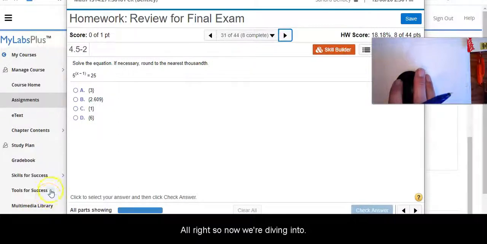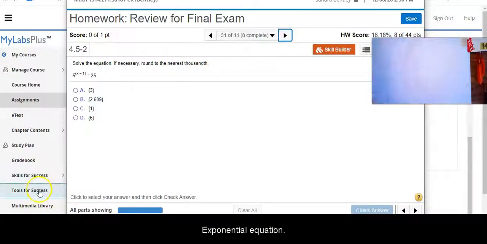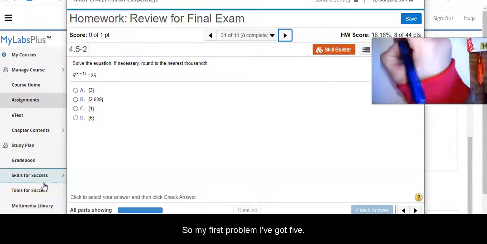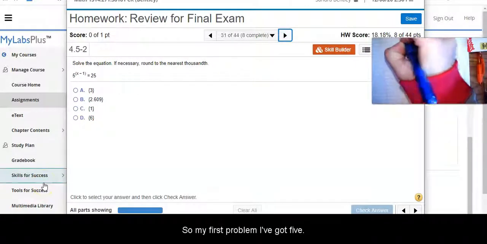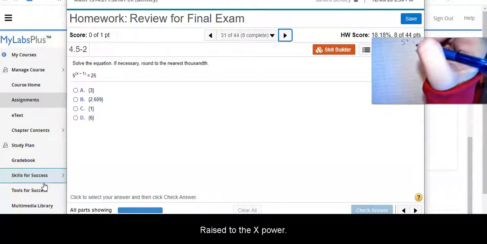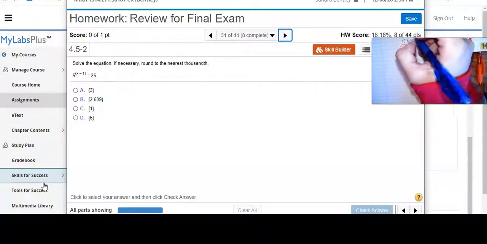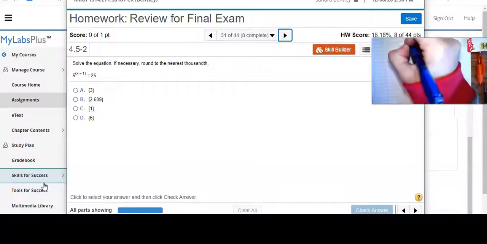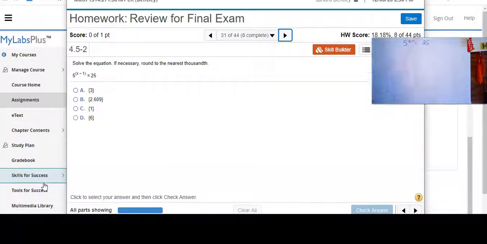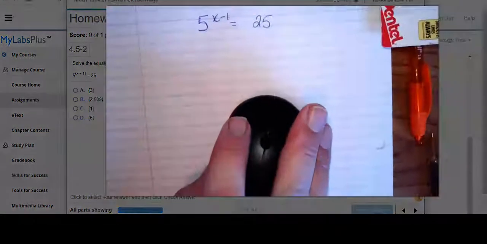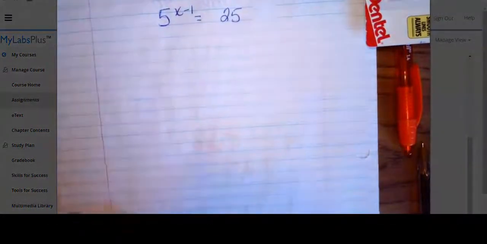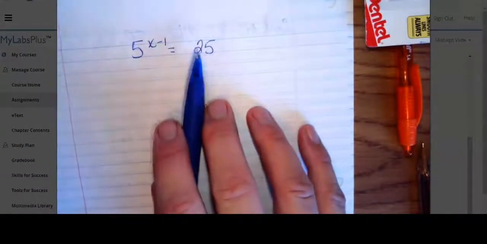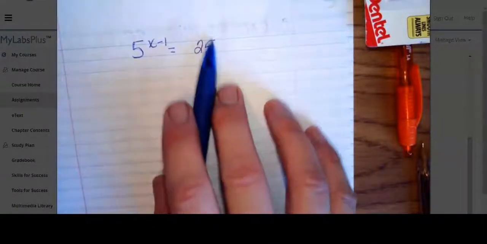All right, so now we're diving into exponential equations. So my first problem, I've got 5 raised to the x minus 1 is 25. If you can make your bases match, it just saves you from having to go into log world. So can I write 25 as a power on 5? I can, because 25 is 5 squared. So I've got 5 raised to the x minus 1 equals 5 squared.